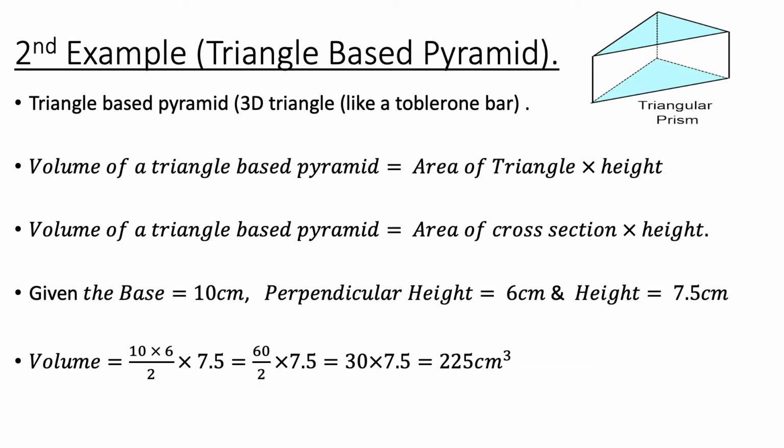Second example, a triangle-based pyramid, so it's a 3D triangle. The volume is the area of the triangle times the height, and the height here is actually the slanted height.